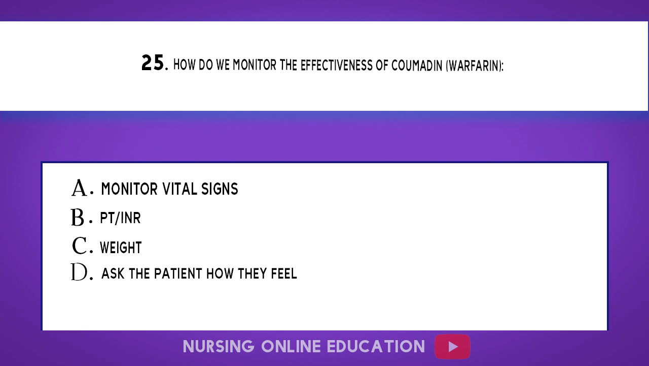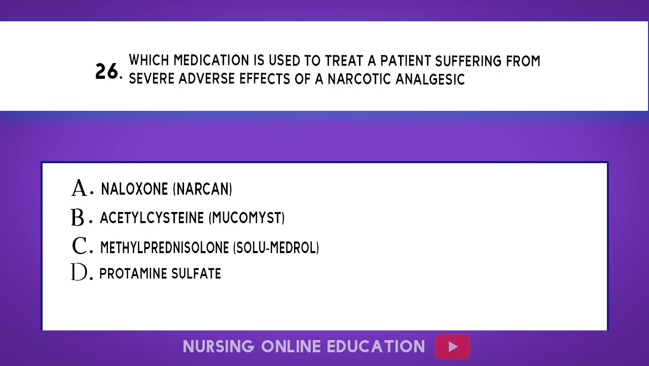25. How do we monitor the effectiveness of Coumadin, warfarin? A. Monitor vital signs. B. PT/INR. C. Weight. D. Ask the patient how they feel. The answer is option B, PT/INR.